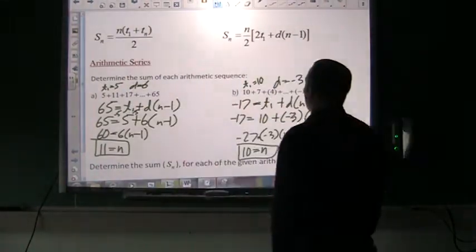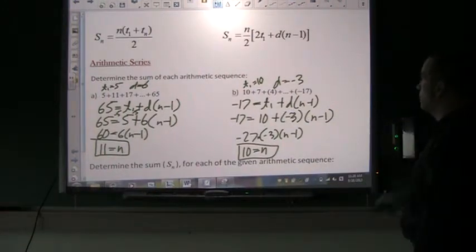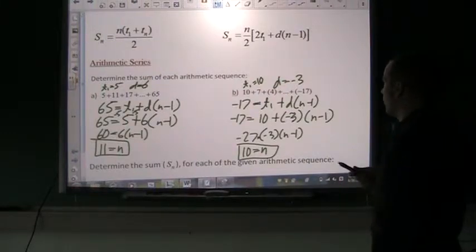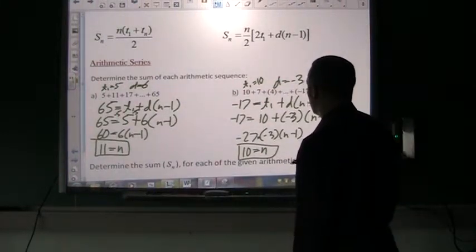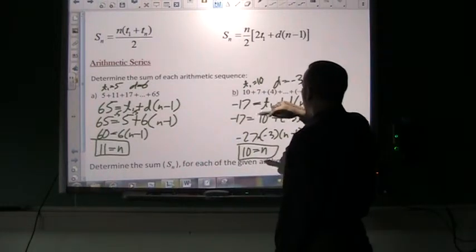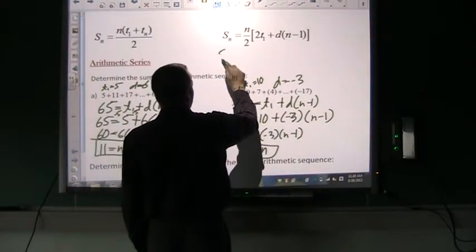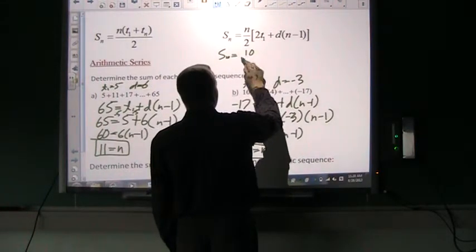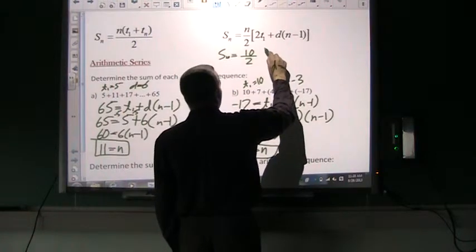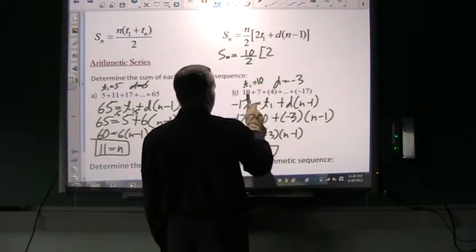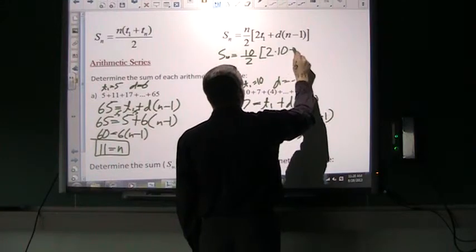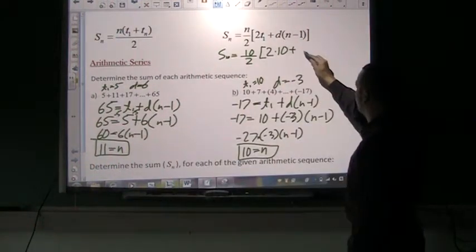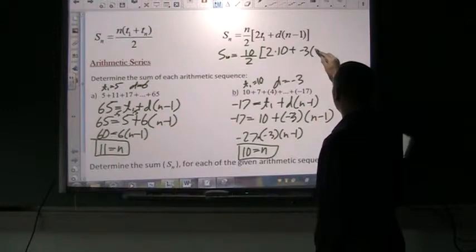Using the formula again, although you can use the other formula here, either one will work. So let's use the other formula just so you can see an example of it being used. I'll fill it in exactly as we see it here. So the sum of my 10 terms this time is equal to 10 divided by 2, times 2 times my T1, which is 10, plus my common difference of -3 times my number of terms minus 1.